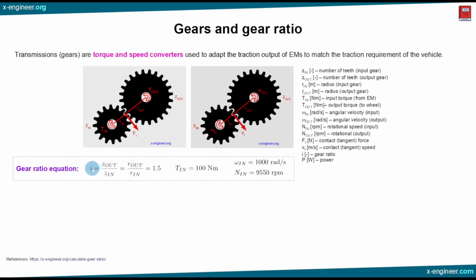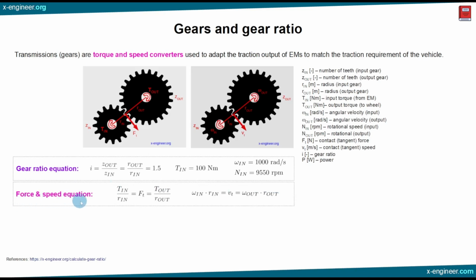The gear ratio I is calculated as the ratio between the number of teeth of the output wheel divided by the number of teeth of the input wheel. The gear ratio can also be calculated by knowing the radius of the output wheel divided by the radius of the input wheel. For this example, let's assume that our gear ratio is 1.5. Also, let's assume that the input torque is 100 Newton meters and the input angular speed omega is 1000 radians per second. This 1000 radians per second is equivalent to around 9550 RPM.